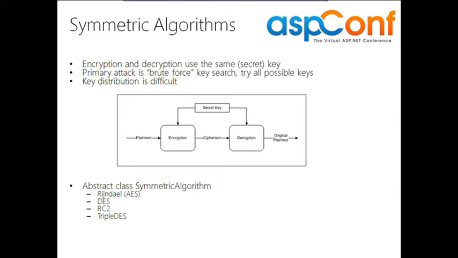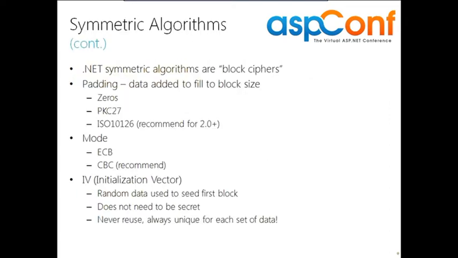There are a number of classes built into .NET. I'm going to talk about Rijndael, the AES encryption algorithm. This is the government approved way of doing encryption, so that's the one I'm going to show in this case. The .NET symmetric algorithms are called block ciphers, and all that means is it's going to take your data, split it up into your block size of data, and run the encryption on a block at a time. So it does the first block, then the second block, etc.